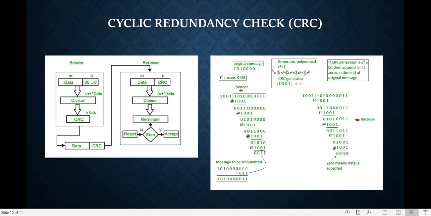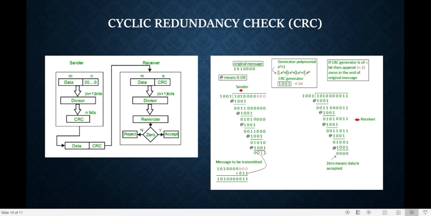Sender will send the data 1010000 by adding 011 at the end, and the receiver receives the data 1010000 11. The remainder is added to the original data, which is sent by the sender, and this is accepted by the receiver. Then the receiver divides the received data by the same divisor 1001.